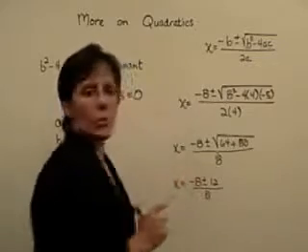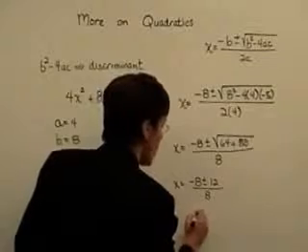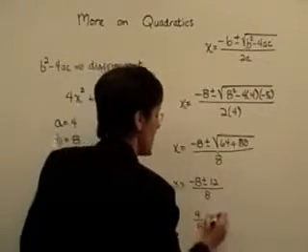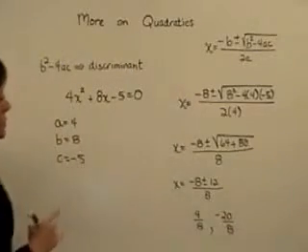And you're going to get 2 real answers to this problem. A negative 8 plus 12 is 4 over 8, or 1/2. And a negative 8 minus 12 is a negative 20 over 8, or a negative 2.5. There are the two solutions.